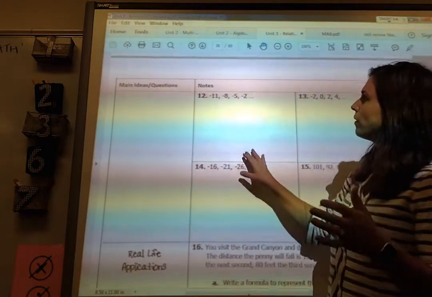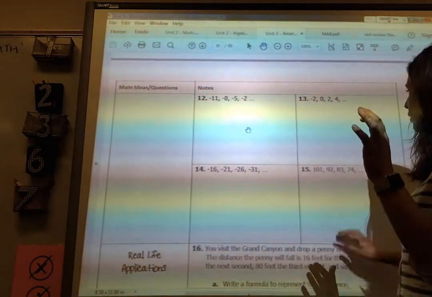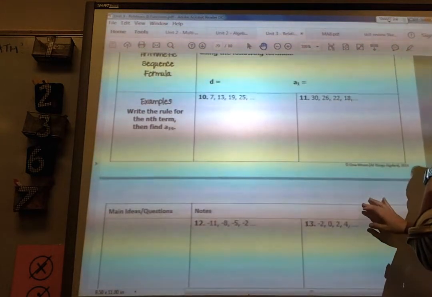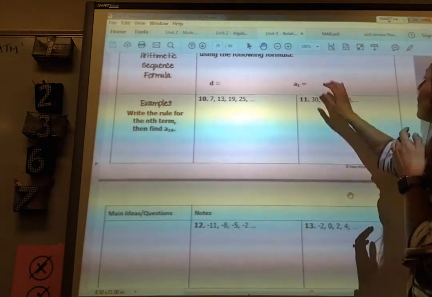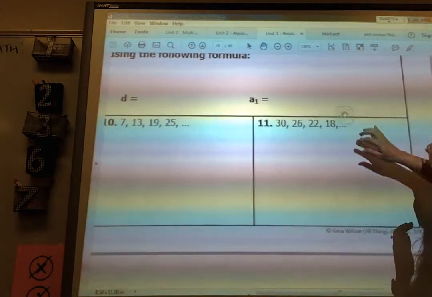We'll do number 12. So I want to do a subtraction one. All right, I guess we'll do number 11. We'll stick to number 11. I'm going to expand that to 125. Actually, no, I'm going to expand that to 150.